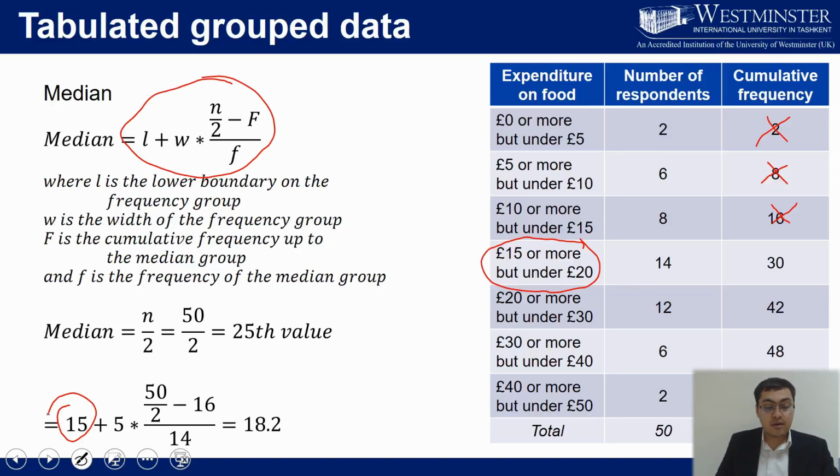Then we have n divided by 2 minus F, capital F. So capital F is the cumulative frequency up until the median group. That's going to be 16, as you can see here. So that's why we subtracted 16, divided by the frequency that the median group occurs in. So that's going to be 14. And if we figure this out, then we can see that the median number in our instance is 18.2.